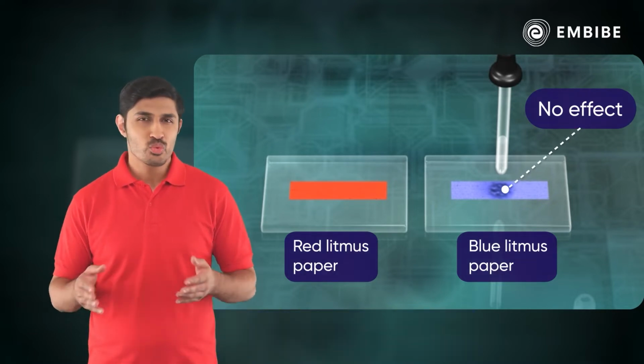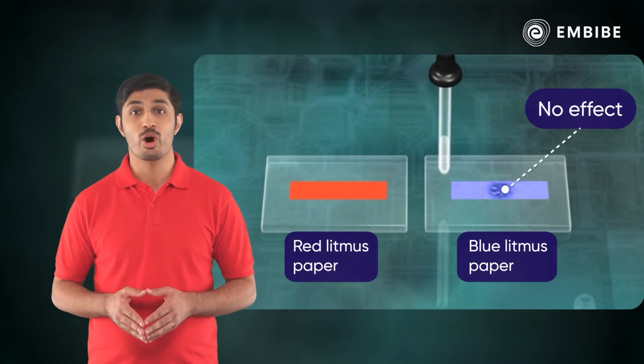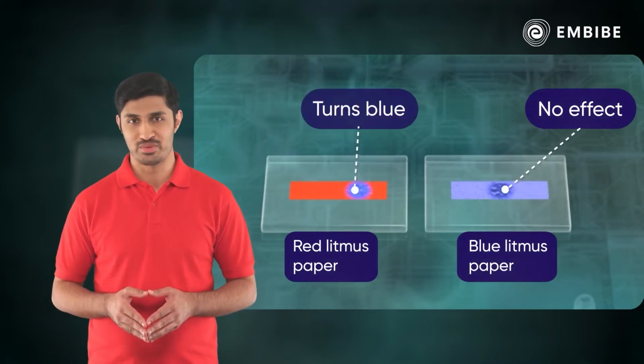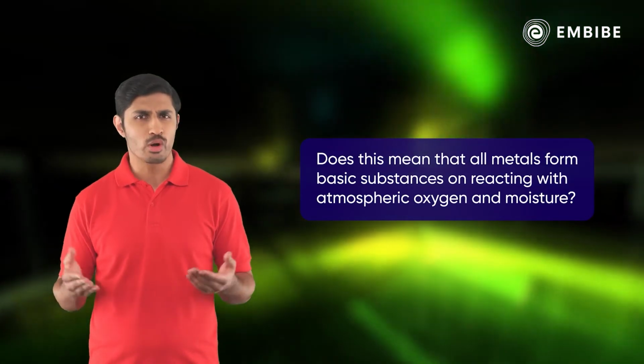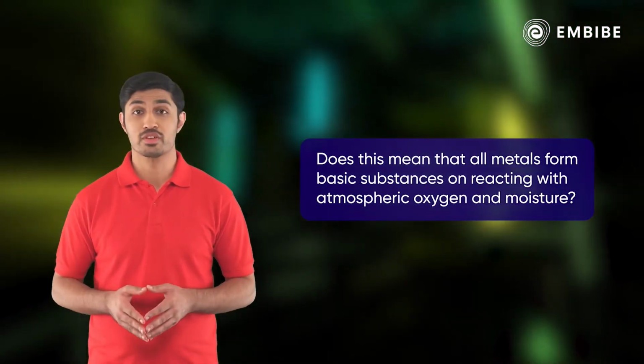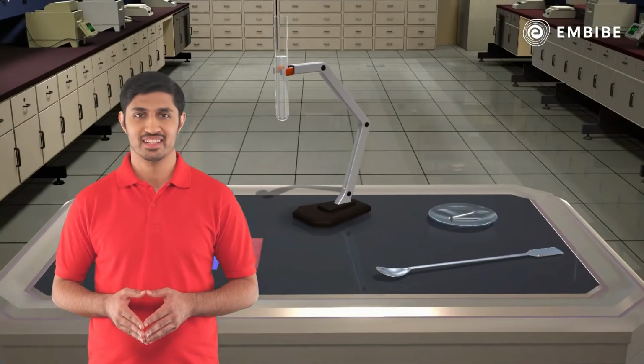Now, place 1 or 2 drops of this solution on red litmus paper. The red litmus paper turns blue. This implies that the solution is basic in nature. Does this mean that all metals form basic substances on reacting with atmospheric oxygen and moisture? Let's verify this by taking iron as an example.